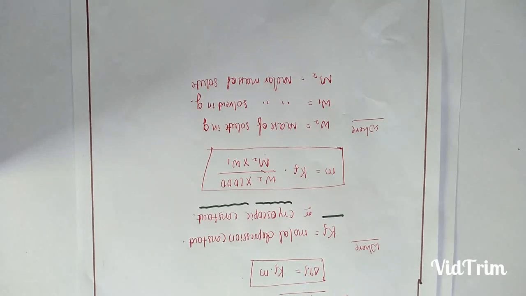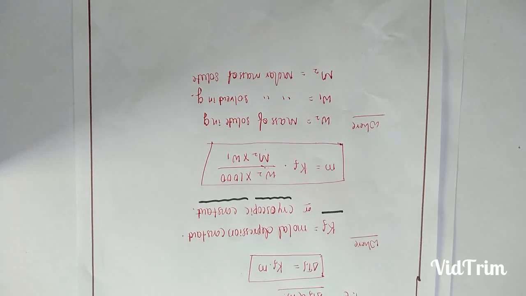Okay, means a known mass of solute W2 is dissolved in a known mass of solvent W1, and freezing point depression delta TF is determined experimentally. Okay, by knowing these values, Kf means cryoscopic constant, and molar mass of solute can be easily calculated.